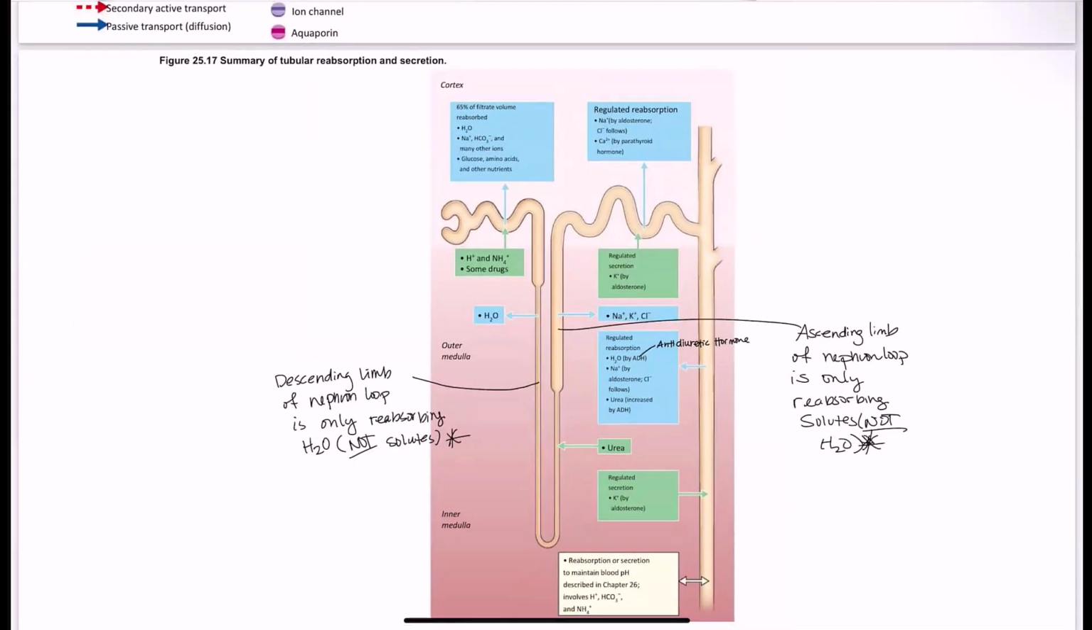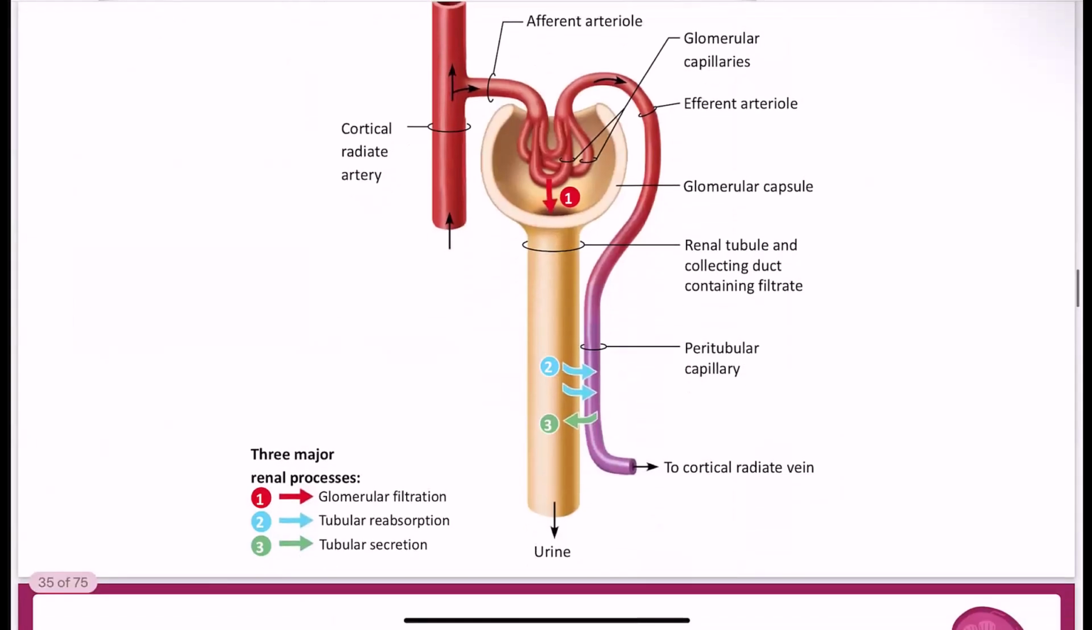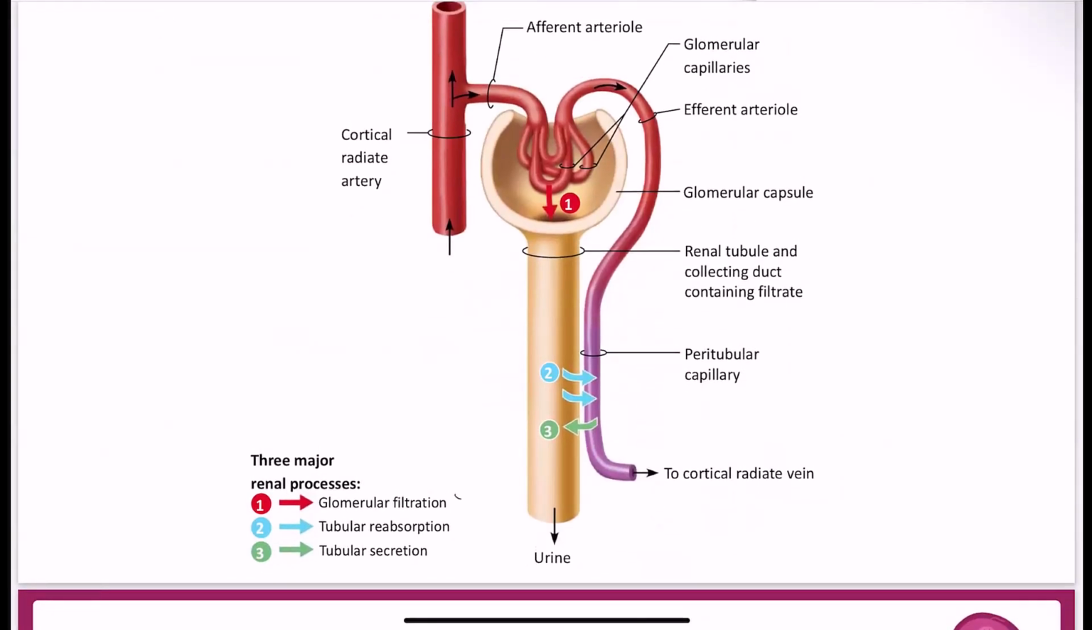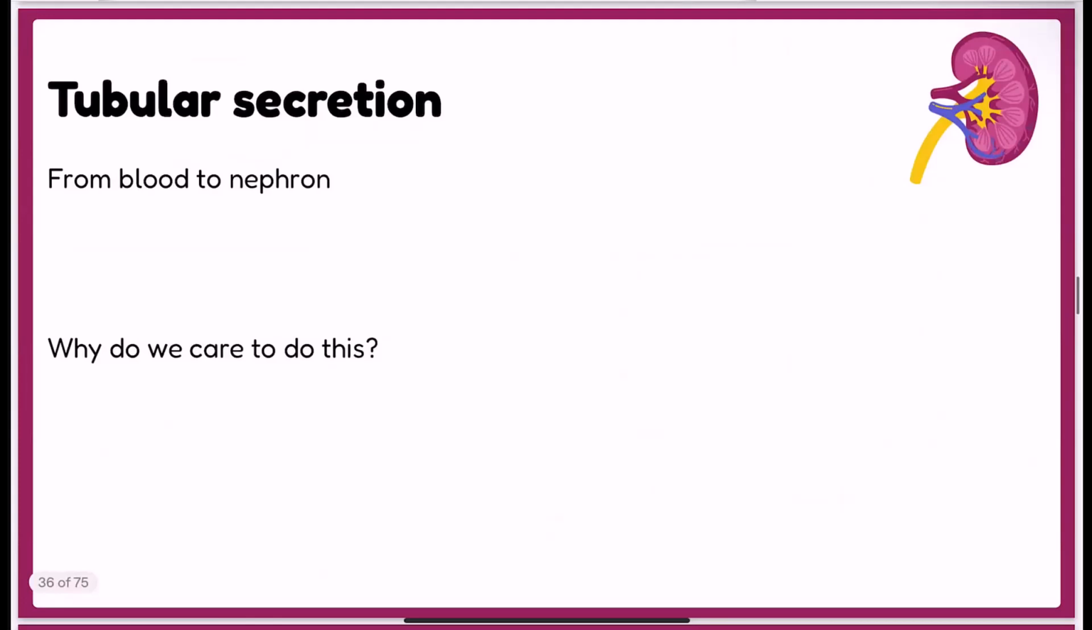But again, I think this picture is really great because we can talk about the secretion later. Okay, so we have talked about glomerular filtration. We've talked about tubular reabsorption, and then lastly, we'll talk about tubular secretion. That's the part where we take stuff from the blood and put it back into the nephron. Tubular secretion is basically the movement of certain substances from the blood back into the nephron.